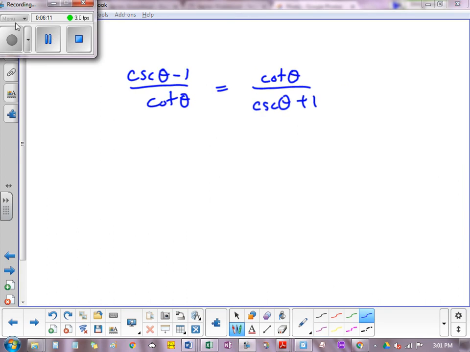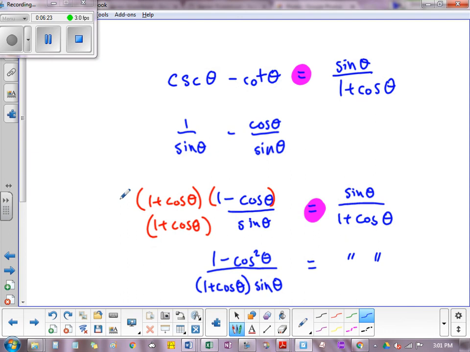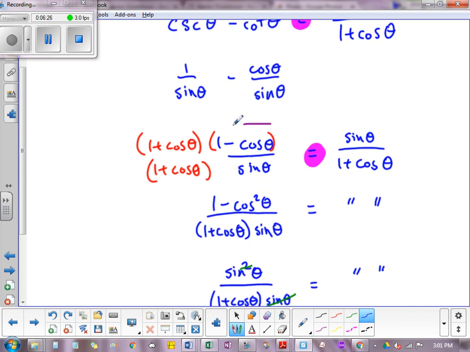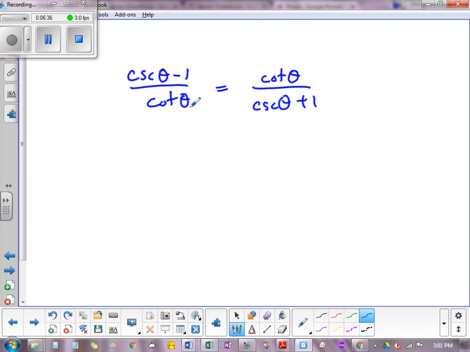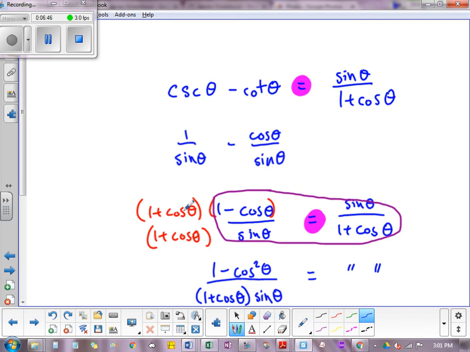All right, this one is cosec theta minus 1 over cot equals cotan over cosec theta plus 1. So actually, if you compare this one to 2 problems back, right here in our work, we had something very similar. We had 1 minus cos over sine equals sine over 1 plus cos. That resembles this scenario. And if you recall, our trick a couple of slides back was to use a trig conjugate, 1 plus cosine.